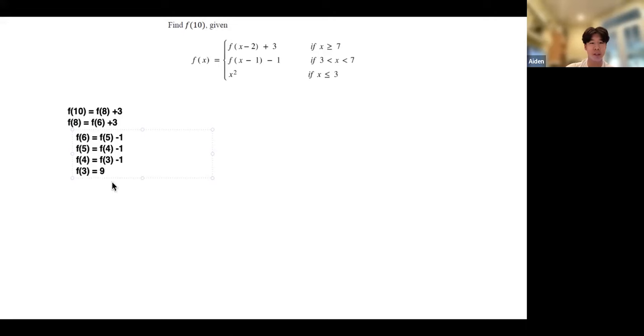From there, we can work our way back up the ladder. Since f of 3 is equal to 9, we know that f of 4 is equal to f of 3 minus 1, and this is essentially equal to 8. Since f of 4 is 8, we can keep going back up. And f of 5, which is f of 4 minus 1, is equal to 7. And once again, f of 6, which is f of 5 minus 1, is equal to 6.